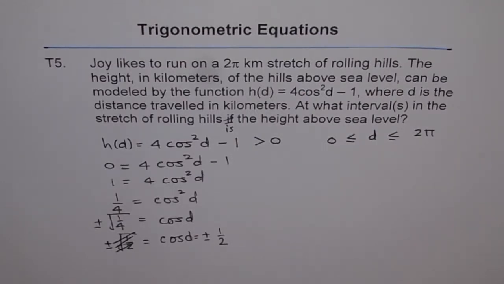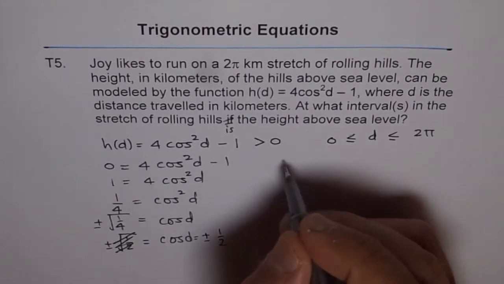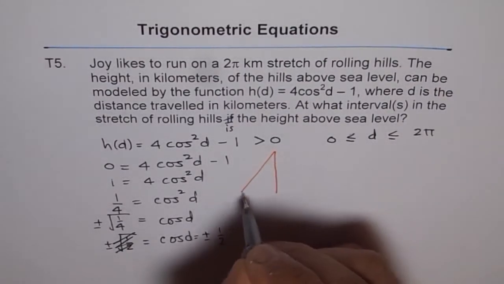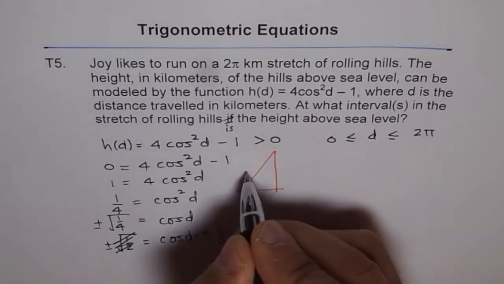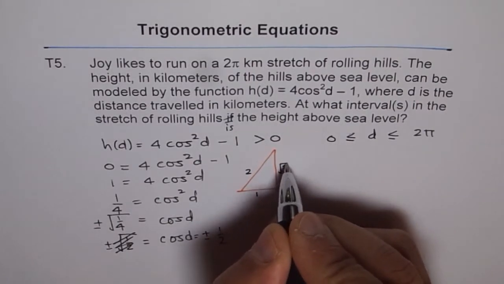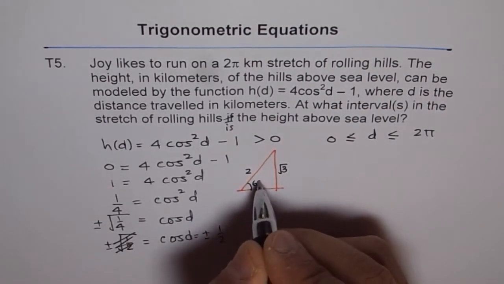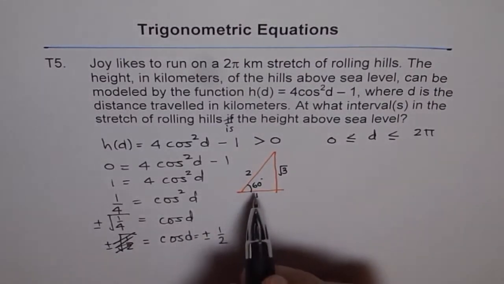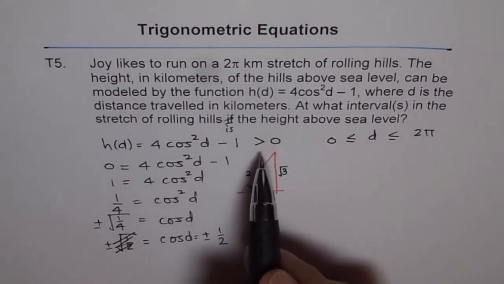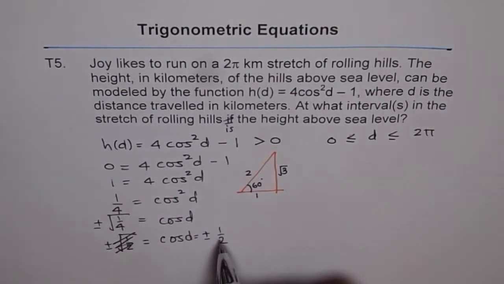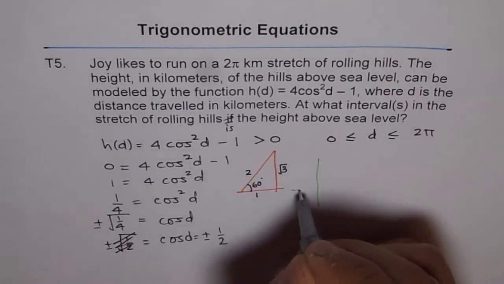Now when is cos d half? We can have our special triangle, correct? The 30, 60, 90 triangle. In that triangle, this side is 1, this is 2, and that is square root of 3. Now here, for the angle of 60 degrees, we know cos is half, 1 over 2. So the principal angle is 60 degrees. But the question is to find the intervals when the height is greater than 0. This is the distance at which the height is 0, okay? So let's try to sketch the graph and see how it should be, right?